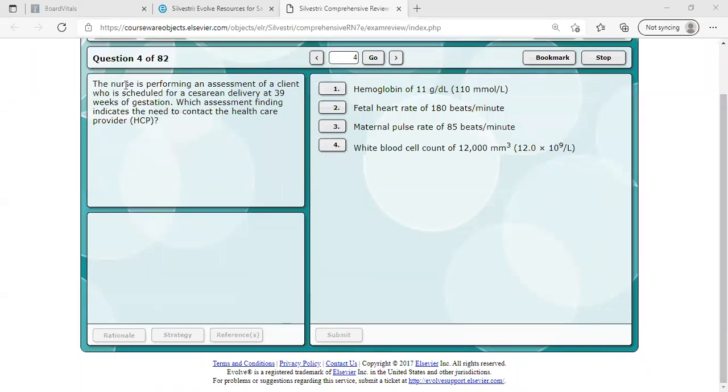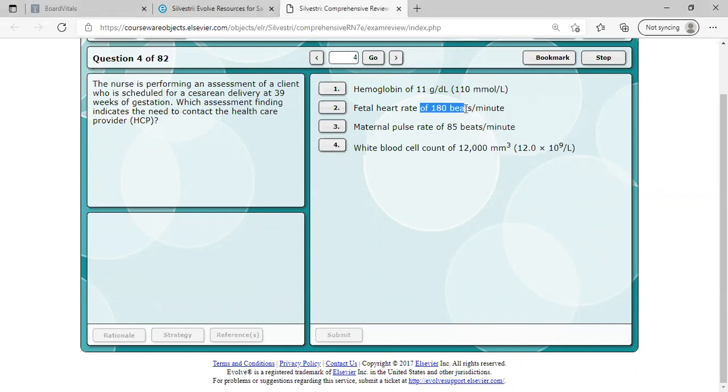Question: The nurse is performing an assessment of a client who is scheduled for a C-section, cesarean delivery, at 39 weeks of gestation. Which assessment finding indicates a need to contact the healthcare provider? Number one, hemoglobin is 11 gram per dL. So hemoglobin is within the normal range, right? No problem.